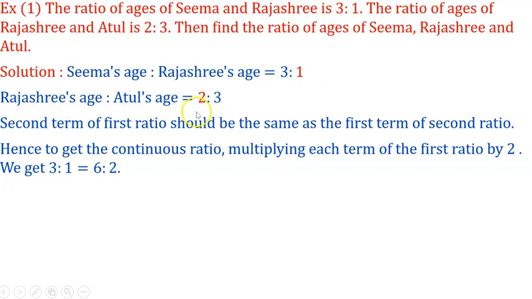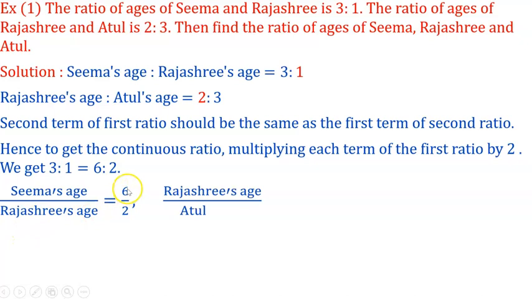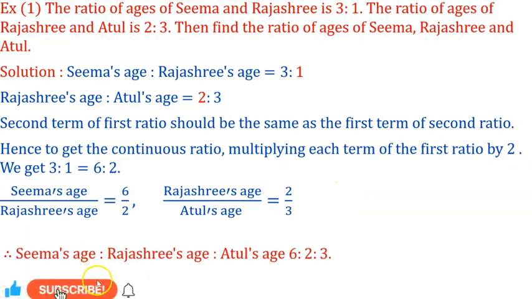And what about the second ratio? The second ratio is 2 as to 3. Then you will get here the continuous ratio. See this here. Seema's age to Rajeshri's age is 6/2, and Rajeshri's age to Atul's age is 2:3. Means here you are getting the continuous ratio, that is 6 as to 2 as to 3. Seema's age to Rajeshri's age to Atul's age, the whole ratio, is equal to 6 as to 2 as to 3. And this we want to find out.